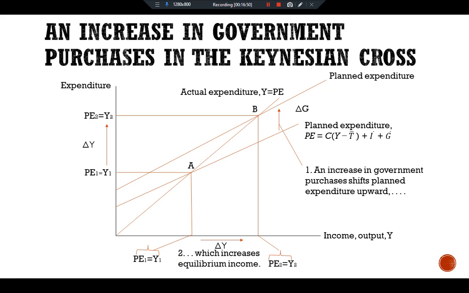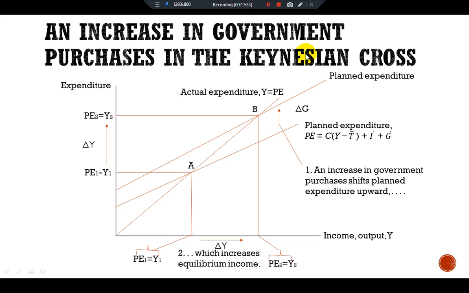So this graph shows that an increase in government purchases leads to an even greater increase in income, that is delta Y, which is larger than delta G. The ratio delta Y over delta G is called the government purchases multiplier. It tells us how much income rises in response to a $1 increase in government purchases. An implication of the Keynesian cross is that the government purchases multiplier is larger than 1.